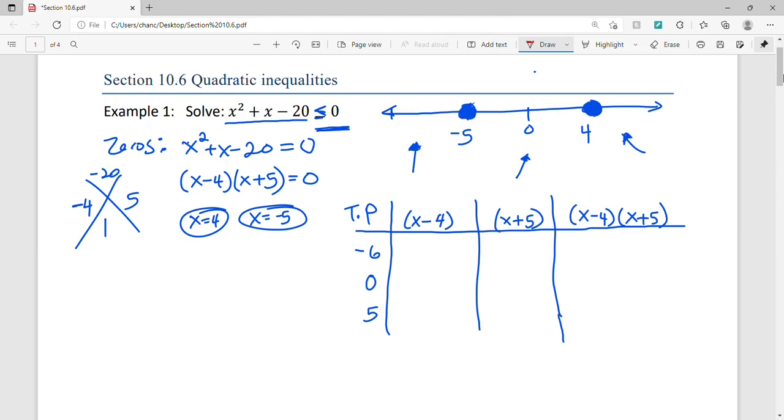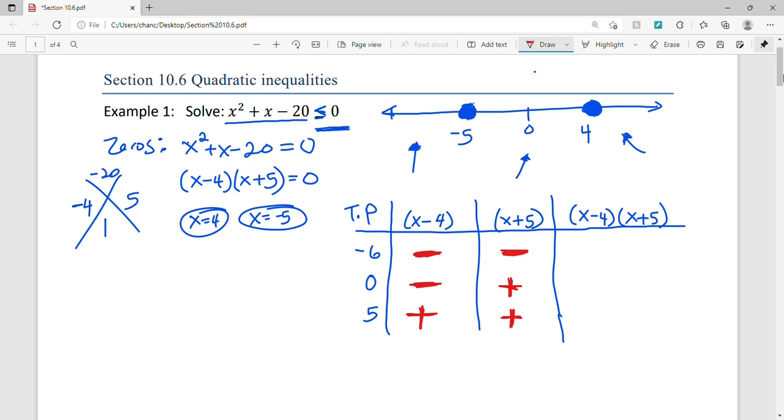If I plug negative 6 into the factor x minus 4, I get a negative 10. I don't care about the value, I just care about the sign. So that's negative. And then if I plug in negative 6 plus 5, overall that's going to give us a negative number. And we're going to continue this process. 0 minus 4, that's a negative number. 5 minus 4, that's a positive number. 0 plus 5 is a positive number. 5 plus 5, that's a positive number. Now, I don't care about the actual value. We only care about the sign.